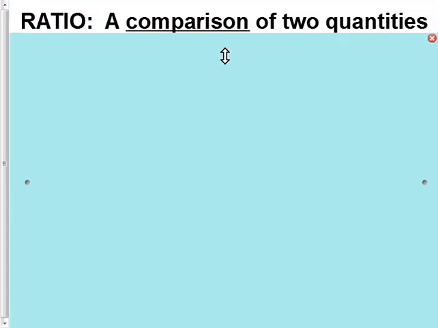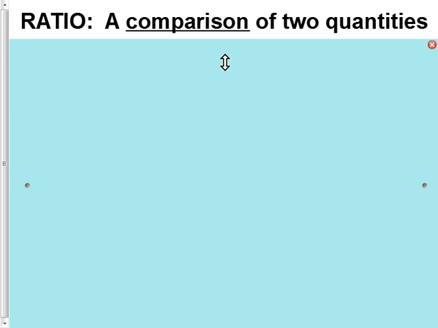So today we're going to start looking at ratios. And the first thing we need to know is what exactly is a ratio? Well, a ratio is a comparison of two quantities. It's when we have two things and we want to compare how much there is of one compared to how much there is of another.